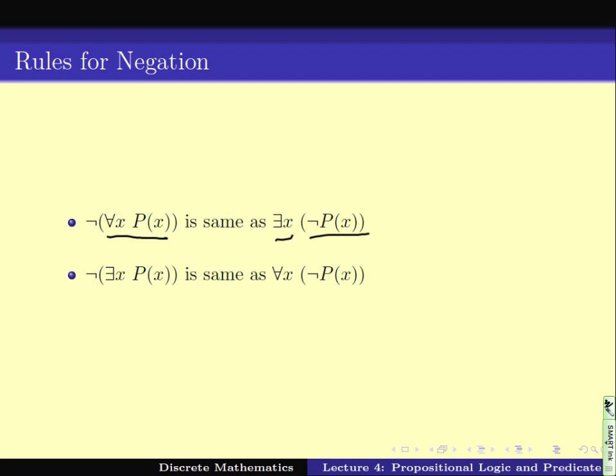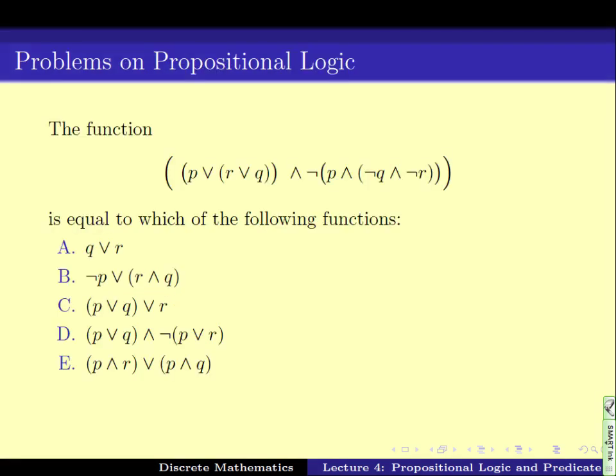Similarly, the negation of there exists x, P(x), meaning there exists x such that P(x) holds or is true, is: for all x, P(x) does not hold. This set of rules is very useful for various purposes. We will see some of them right now.